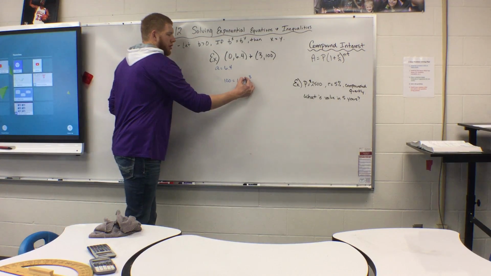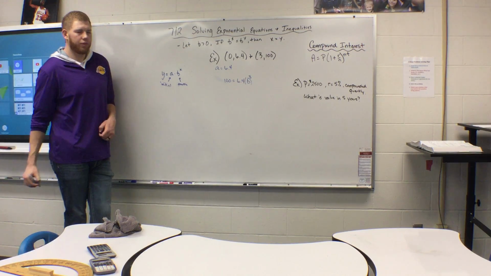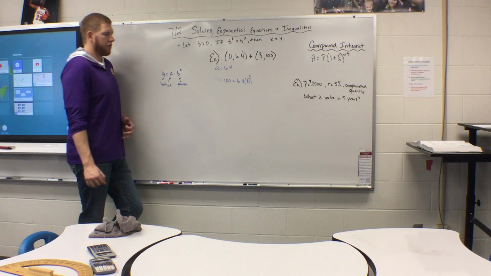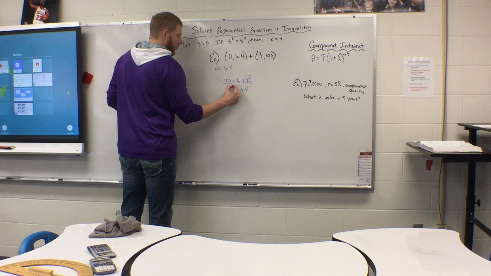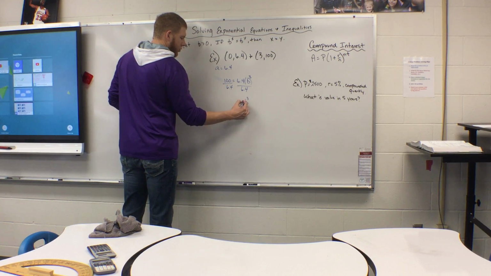Can't you put B in parentheses? Absolutely. Okay. So then what did you do next? Divide by 6.4. You get 15.625.